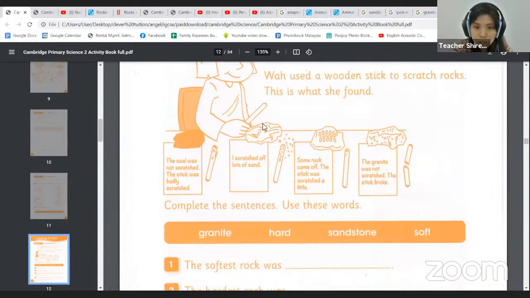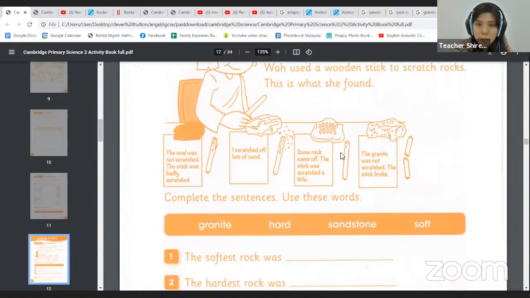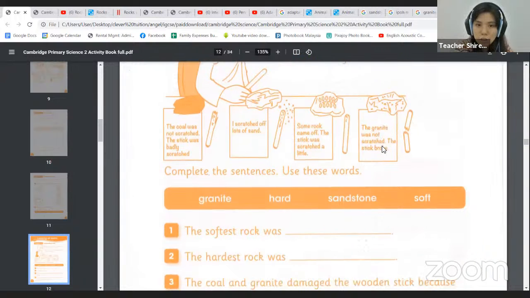When she scratched with this one, there's lots of sand, so it most likely is sandstone. Some rocks come off and the stick was scratched a little. This might be hard stone. While the granite was not scratched, the stick broke, because granite is a very hard stone.